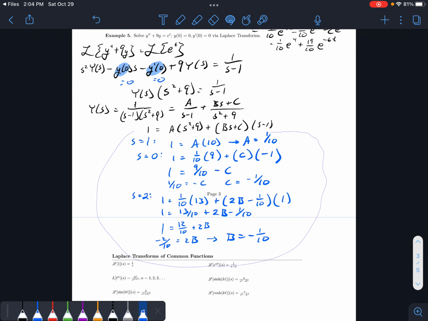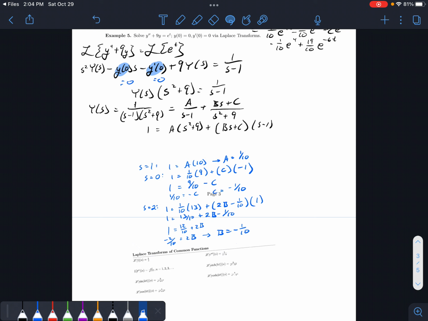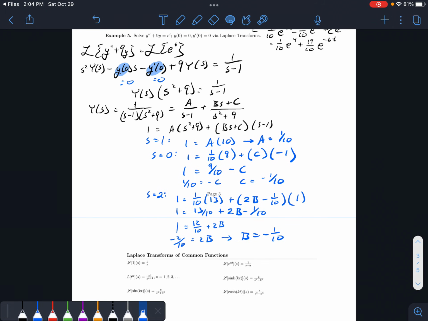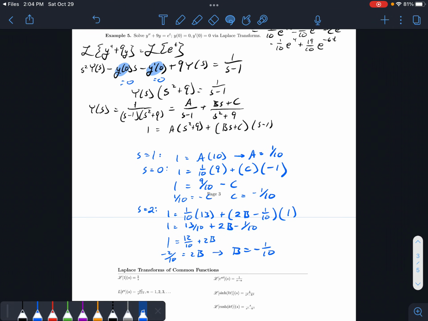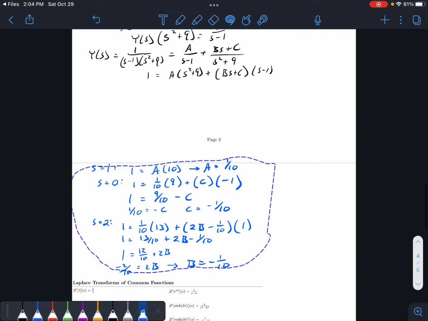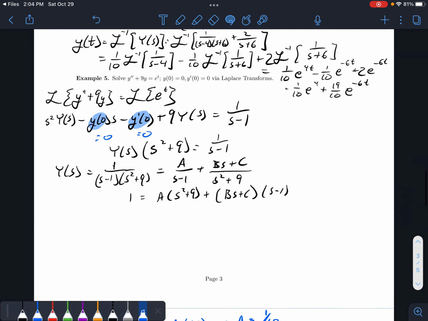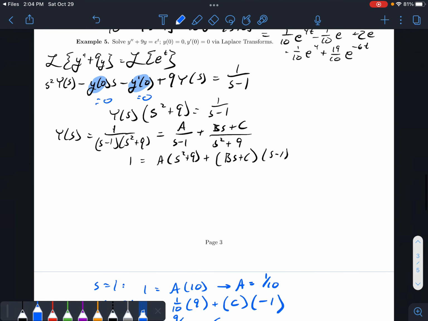So then b is equal to negative 1/10. All right, cool. Probably not the most efficient way to do this. I just kind of felt like doing something different. I don't know why I did, but I did. All right, I don't want the list of Laplace transforms attached to this, but I do, whatever.